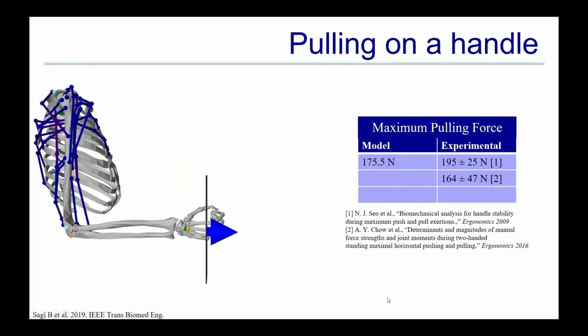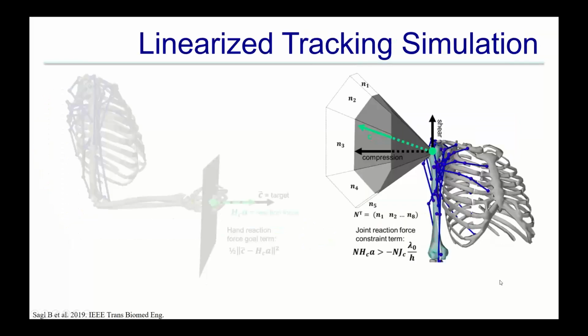And interestingly enough, so that's what the simulation looked like, the 175.5 Newton maximum pulling force fits quite well in actual literature data on maximum pulling force. And so the second example here is the joint reaction force target. The shoulder is often modeled as a kind of ball and socket joint in multi-body models. And this means the shoulder can't dislocate at all.